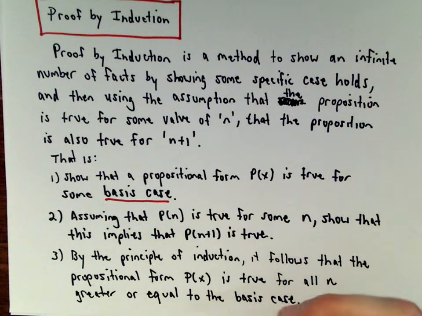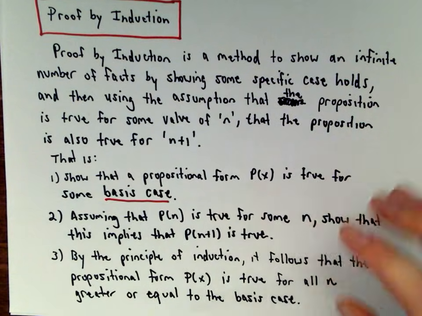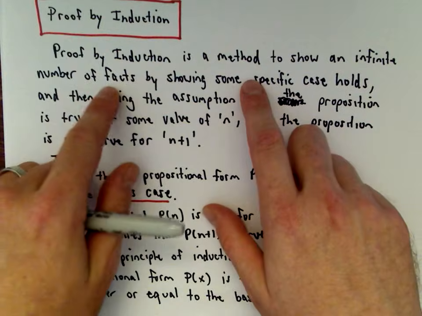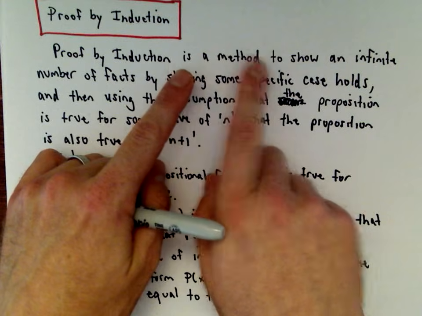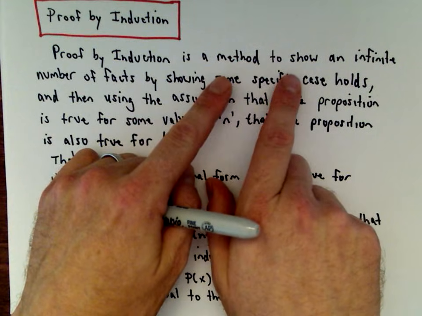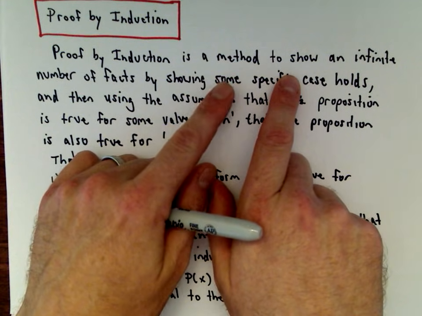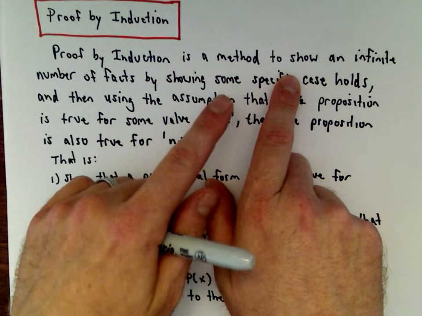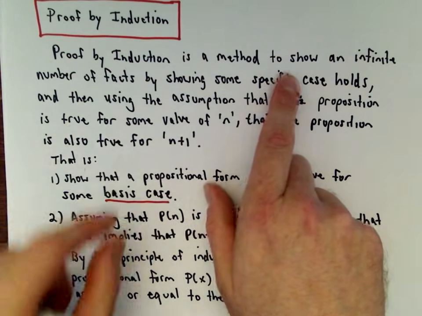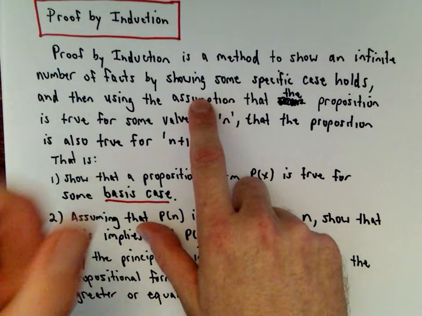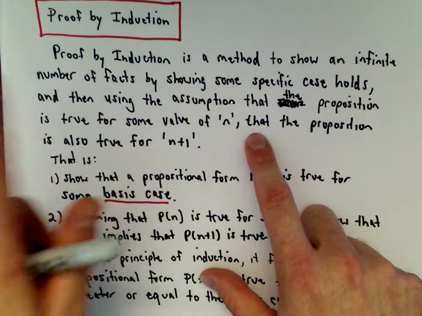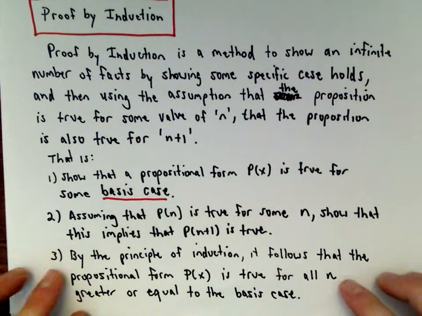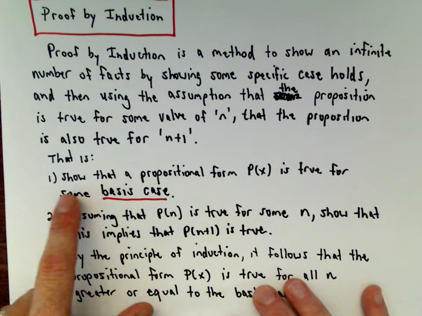It's like if you have a bunch of dominoes. If one knocks over, the other will knock over. And if that one knocks over, the other one will knock over. And if that one knocks over, the other one will knock over. Well, that means that they'll all knock over as long as we can get it started. And that's what this specific case does. It gets it started, and then this general result shows that it will keep going on and on indefinitely.